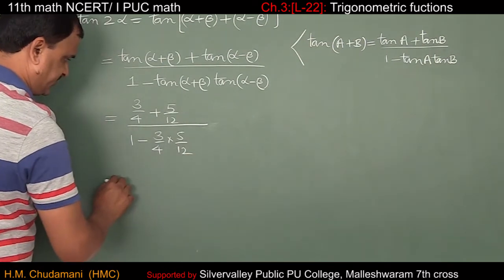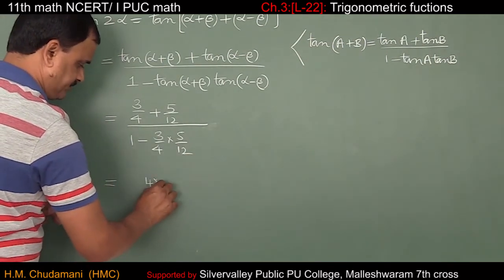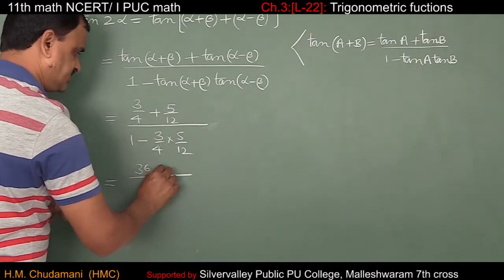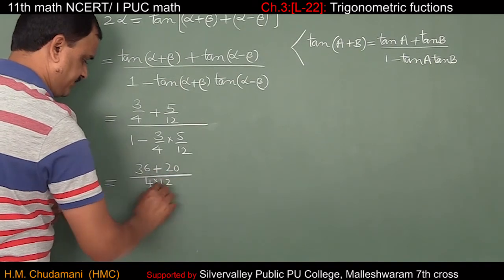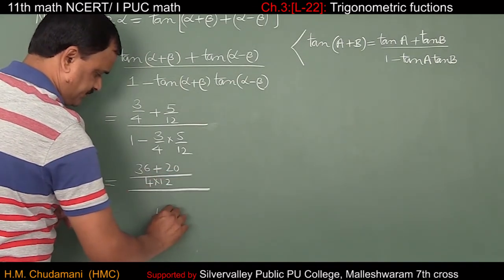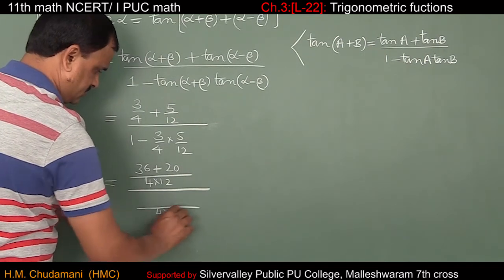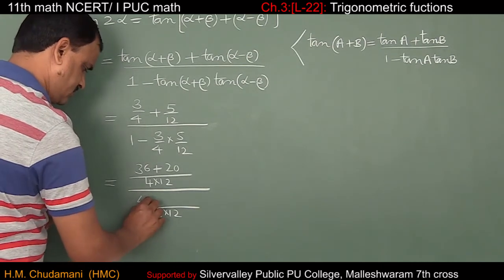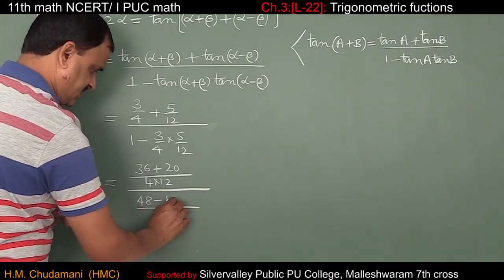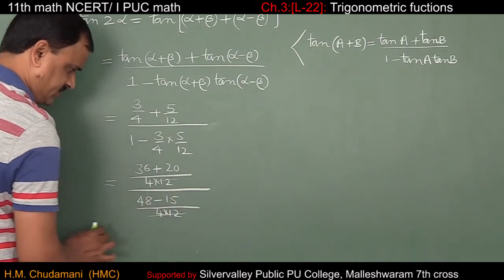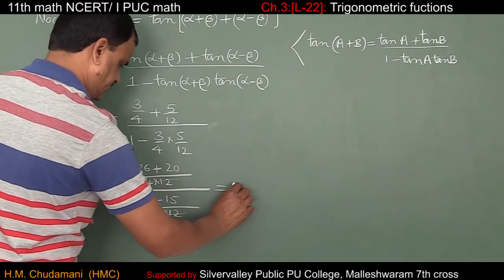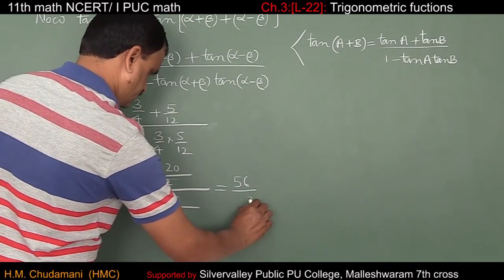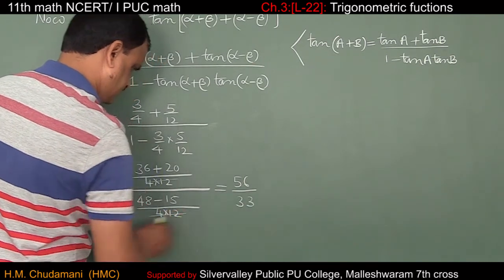I just simplify this. 12 into 3, 36. 5 into 4, 20. Whole divided by 12 into 4, 48, minus 3 into 5, 15. Gets cancelled. We are left with 56 by 33. Correct enough?